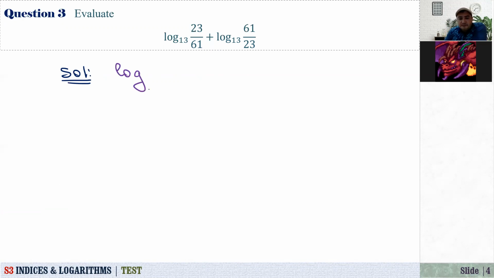That is just logarithm. Here we have base 13. Now we need to multiply this 23 over 61 times 61 over 23, which is equal to 23 over 23, which is 1. They are reciprocals of each other. So that's equal to log, here we have 1 to the base 13. So 13 to the power of what number is 1? It is just equal to 0. So this logarithm is equal to 0.